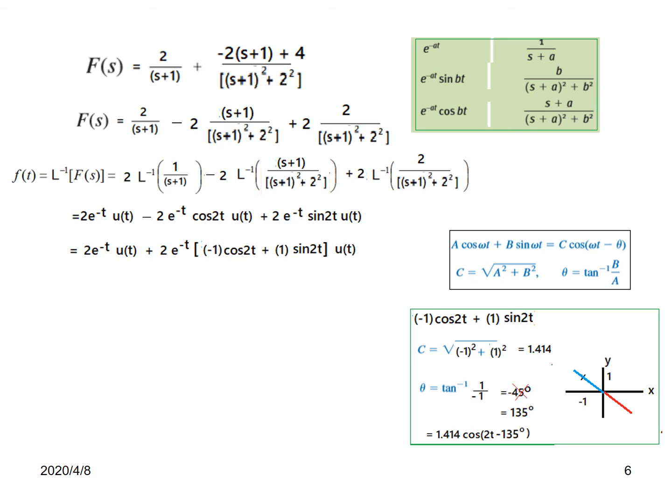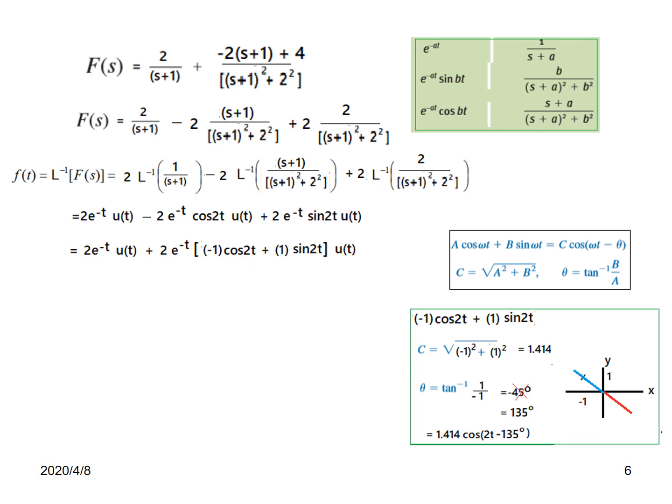And to see this, let's go into the Cartesian coordinate diagram. So this is the y-axis, this is the x-axis. We have minus x or minus A, so it will be somewhere here, and plus y is here. So our point of intersection is this point. So our angle should be from here to here, not from here to here. So either we can add 180 to this, or we can directly write that the angle is not minus 45, rather it is 135. So the angle theta is 135, and therefore this function is actually equal to 1.414 cos of 2t minus 135.